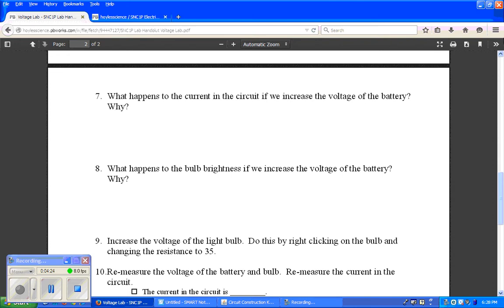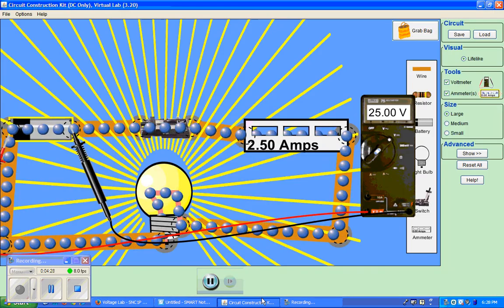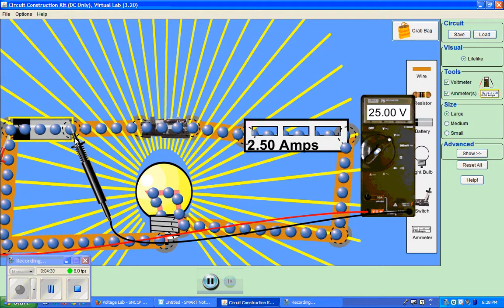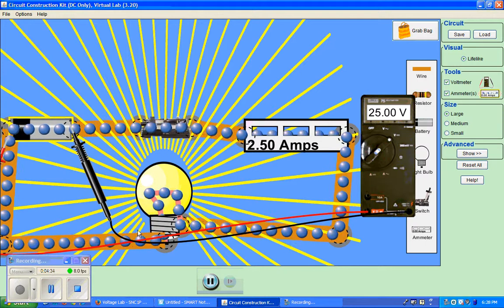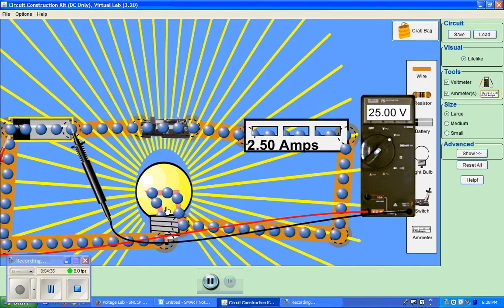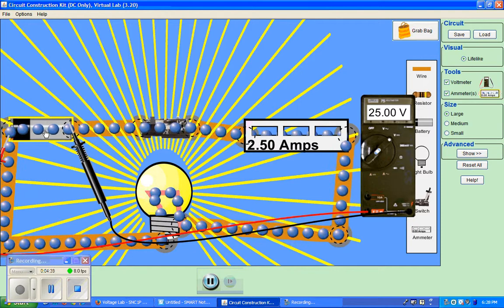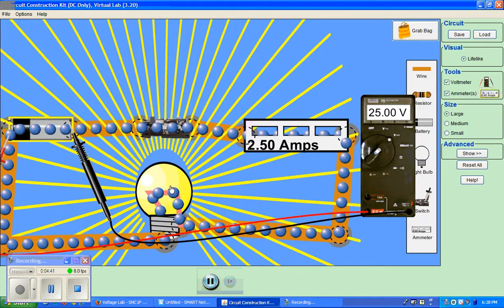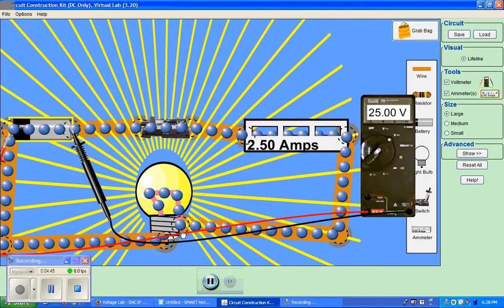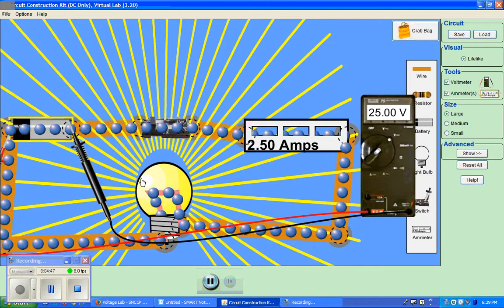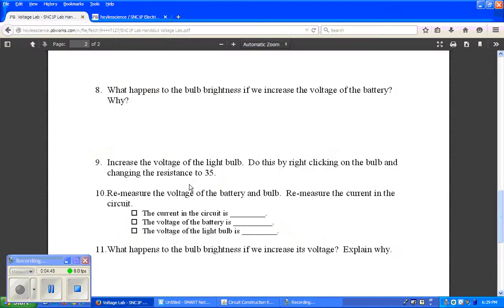Why does the bulb brightness increase if we increase the voltage of the battery? Well, it goes back to the idea that the battery here is providing more energy. So that means the bulb has more access to energy. The more energy outputted by the battery, the more energy can be used by the bulb. And so the overall output of light from the bulb will increase as a result.